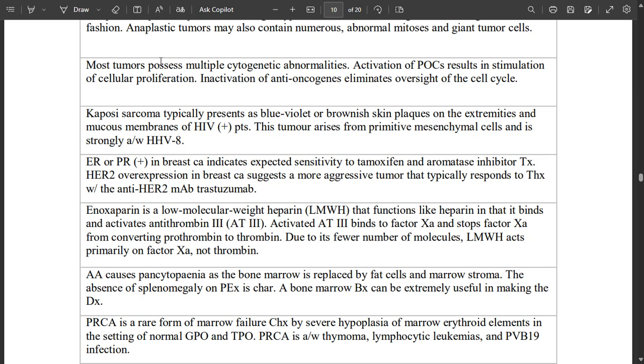So what is POC? I forgot. POC, point of, I'm not sure. Most tumors have cytogenetic abnormalities. Okay, then, let me ask the internet.